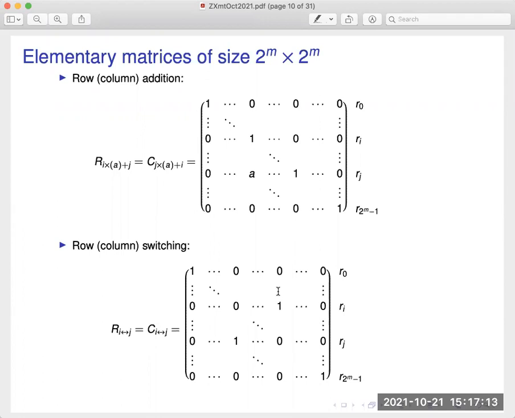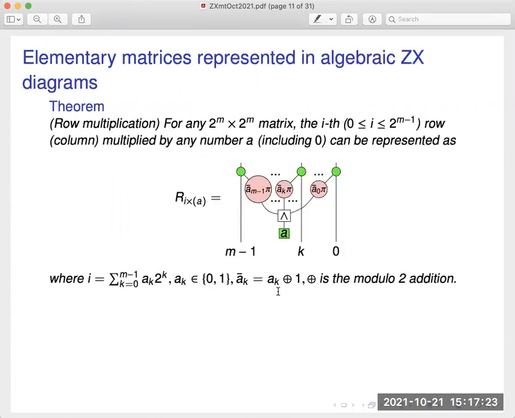So those are the three types of elementary matrices. You can see these matrices are simple, right? So how do we represent them as ZX diagrams? First, for row multiplication, you multiply the ith row by the number A. This number could be 0, it doesn't matter. Then this matrix can be represented, from top to bottom, by this diagram.